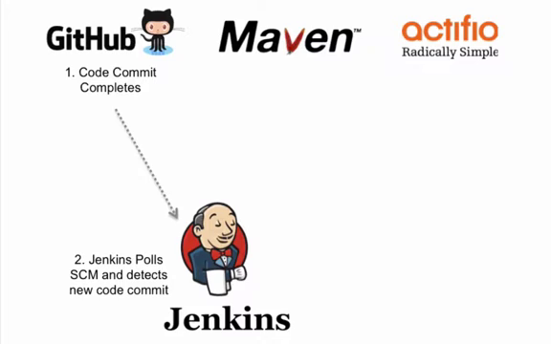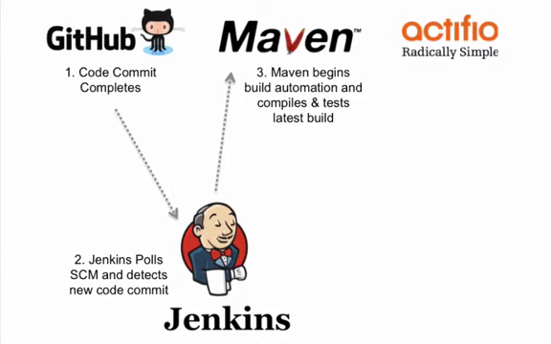Now, once we've detected the new code commit, we'll take the source code and pass this off to Maven. Maven will view a POM XML file that defines for us the build process. This includes caching of any kind of dependencies the application needs or running through any basic testing. Once Maven's completed the build process, Jenkins will receive those build artifacts.